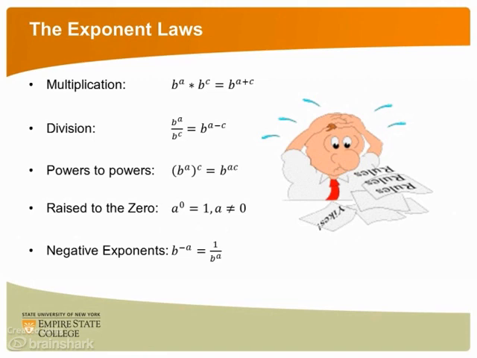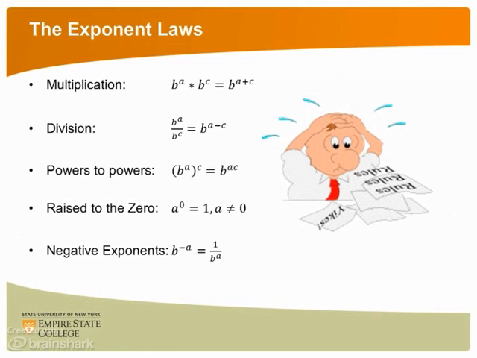Dividing powers with the same base means we will subtract the exponents. When raising a power to a power, multiply the exponents. Any non-zero number or variable raised to the 0 power always equals 1. The final exponent law deals with negative powers. Negative powers do not mean negative answers. They mean fractions. Mathematicians prefer to never see negative exponents, so take the reciprocal of the power raised to a negative power and change the exponent to its opposite.